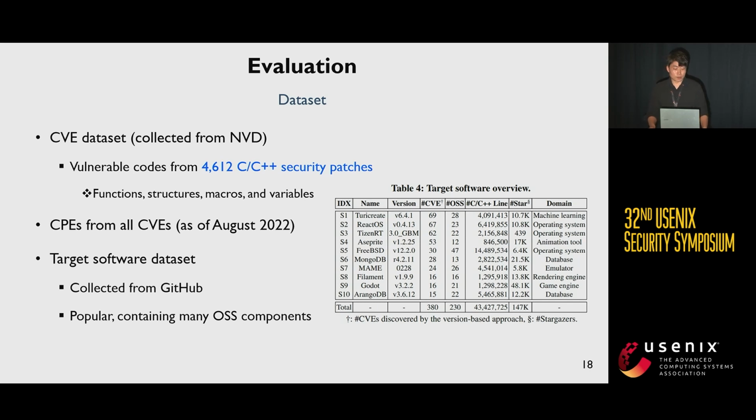To evaluate V1SCAN, we constructed 3 types of datasets: CV dataset, CP dataset, and the target software dataset. We collected more than 4,000 C and C++ security patches from MVD. And we extract the 4 vulnerable code locations and also generate the signatures. And we also collected CPEs from all CVEs. This dataset is used for discovering the candidate vulnerabilities in the improved version-based approach. And last, we selected 10 target software programs, which are popular and contain many OSS components in their code base.